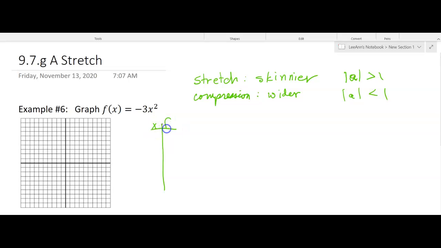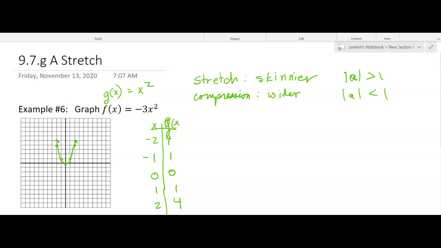So I'm going to put the table of values here for x squared. So negative 2, 4, negative 1, 1, 0, 0, 1, 1, and 2, 4. So hopefully you're getting used to those numbers. Okay, this is the basic parabola.